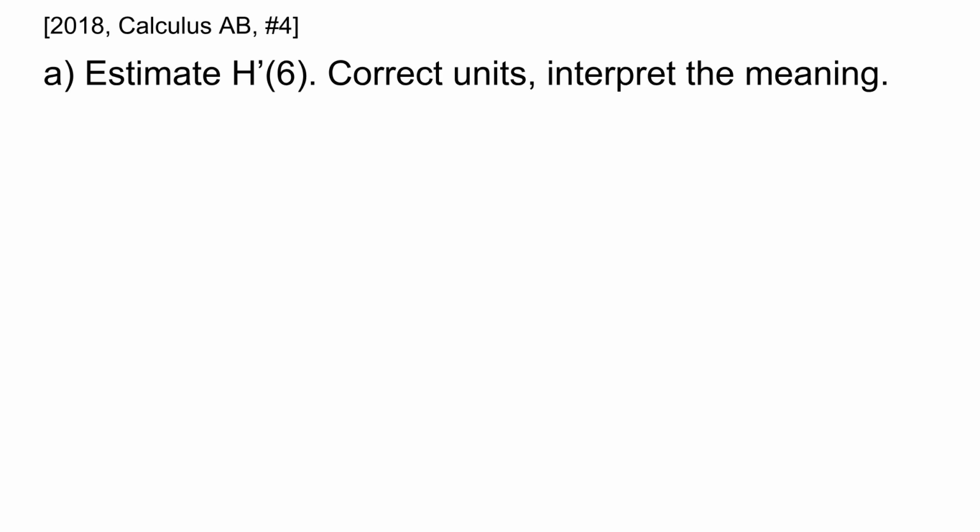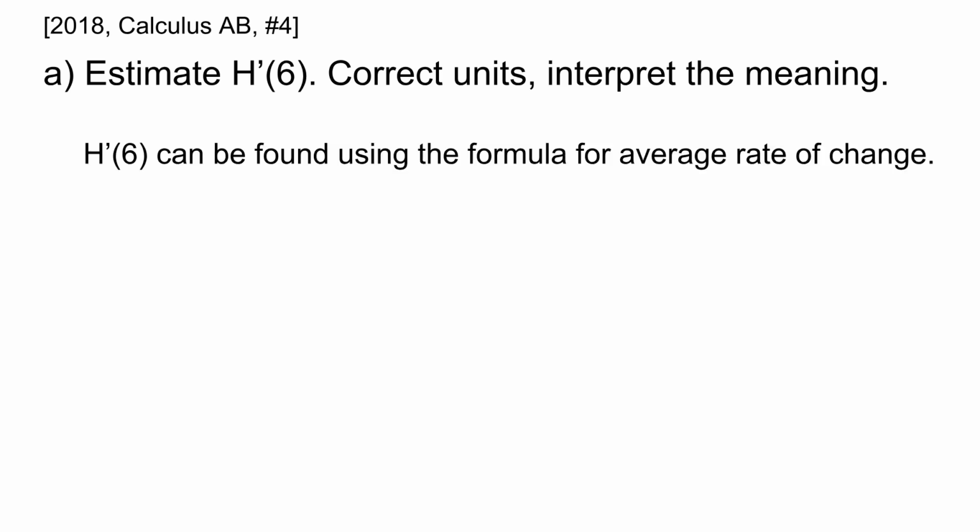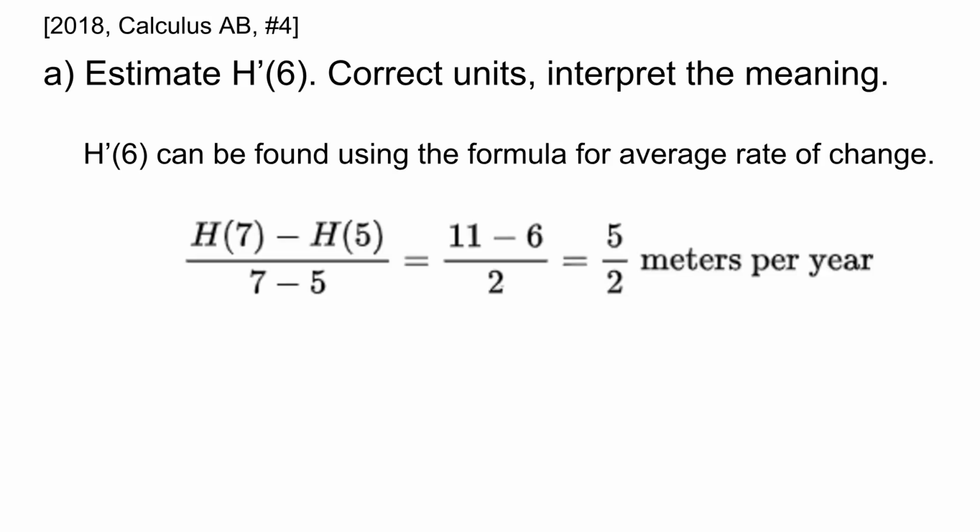In part A of this question, we are asked to estimate the value of h prime of t at t equals 6, provide the correct units, and interpret its meaning. H prime of 6 can be found using the formula for average rate of change. Using the values from the table, h of 7 minus h of 5 over 7 minus 5 is 11 minus 6 all over 2, which reduces to 5 over 2, so we have 5 over 2 meters per year.